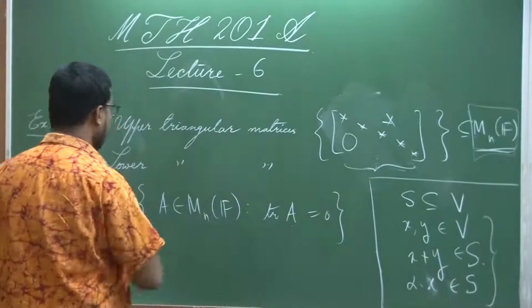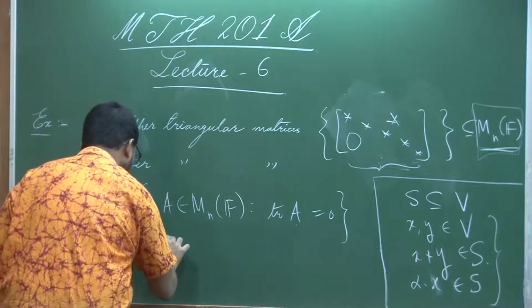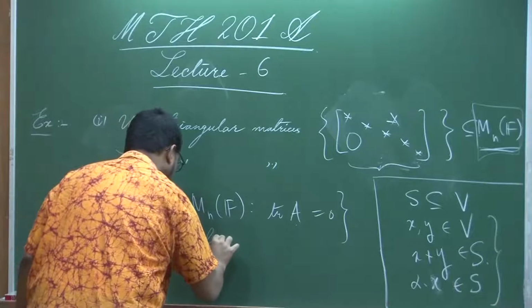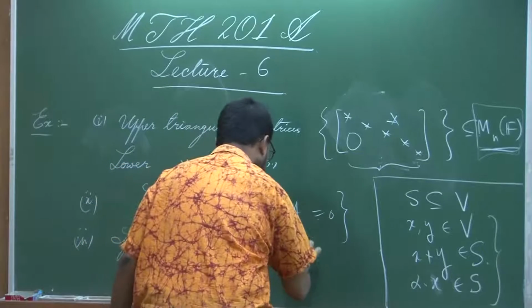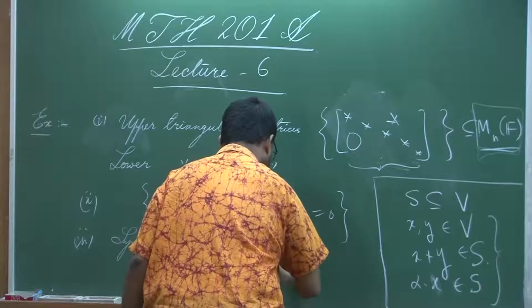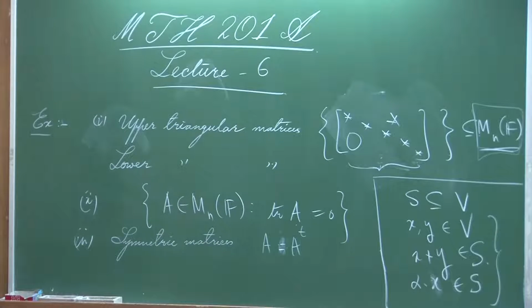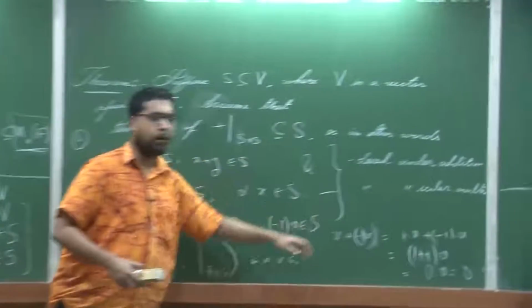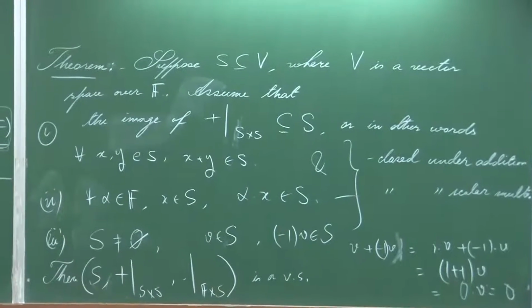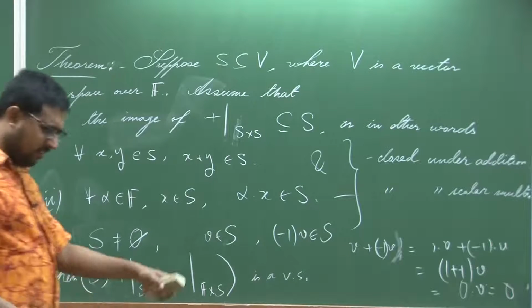The last example is also very easy to see: symmetric matrices, that is those matrices A with A equal to A transpose. When you add two symmetric matrices it will remain symmetric, same for scalar multiplication. So, the set of all symmetric matrices will have these properties and hence it will form a vector space. Similarly, for skew symmetric matrices, let me not write that.